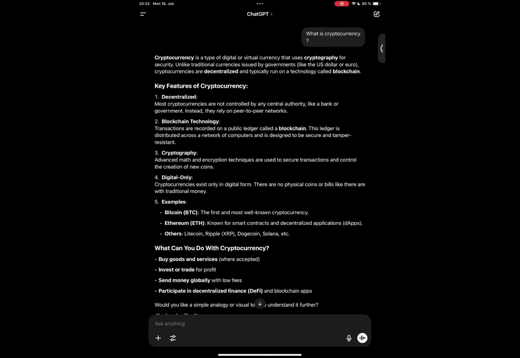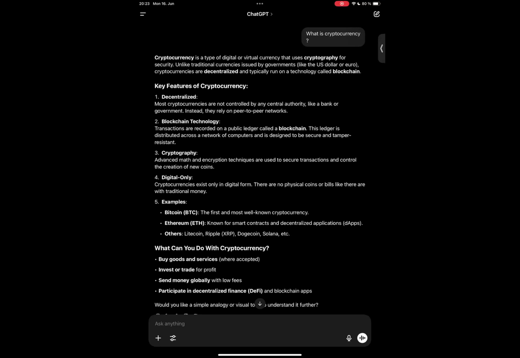Two, blockchain technology. Transactions are recorded on a public ledger called a blockchain. This ledger is distributed across a network of computers and is designed to be secure and tamper resistant. Three, cryptography. Advanced math and encryption techniques are used to secure transactions and control the creation of new ones.